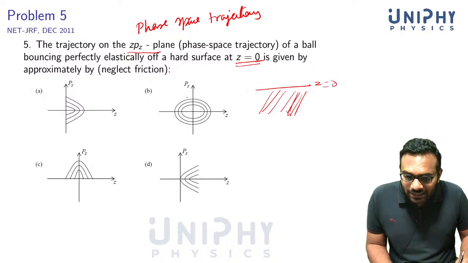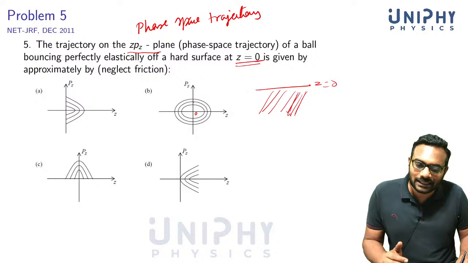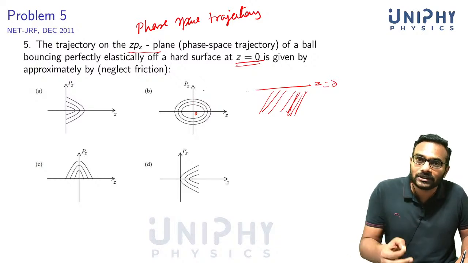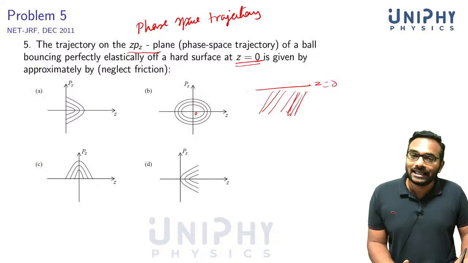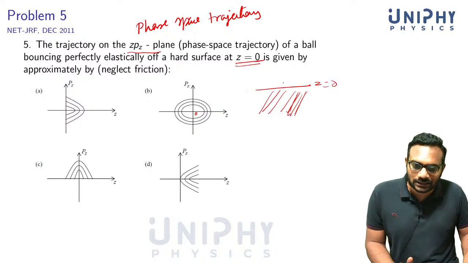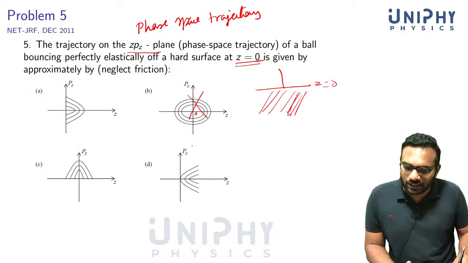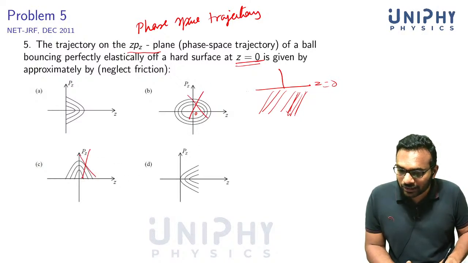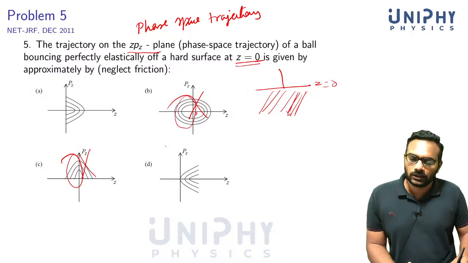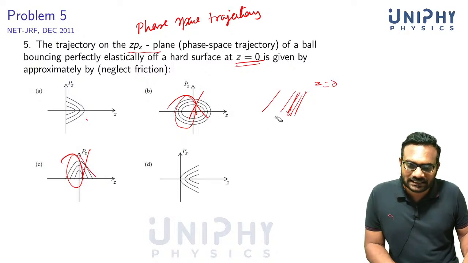If you look at this diagram, this is z equal to 0, and it has trajectories in z less than 0. But a bouncing ball cannot have trajectories in the region z less than 0, because it reaches z equal to 0 and then goes back. Am I right? So this can be eliminated, and this also can be eliminated because there are trajectories in z less than 0. Now it's either this or this. Now you just look at the physics. What happens?